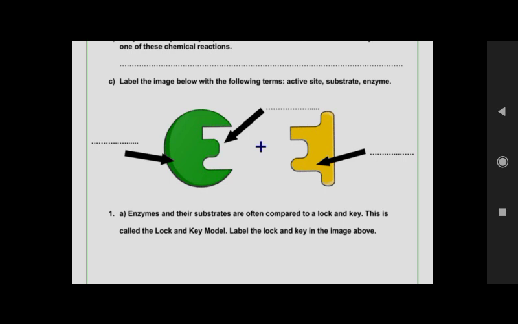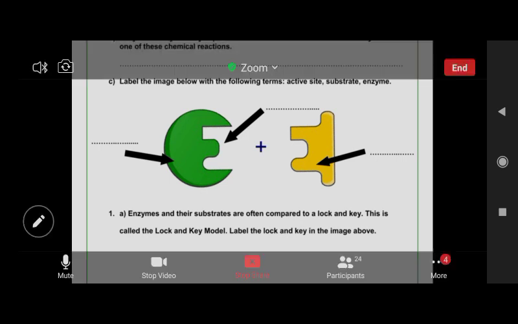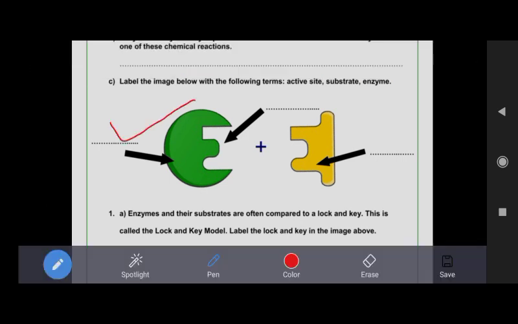After question C, take the full screen image, and the last one is also connected with the same question: enzymes and the substrates are often compared to lock and key. This is called the lock and key model. Label the lock and key in the above image, and you have to label one more thing. This you will label, this you will label, plus these you will also label. 3 labelings are there. I hope you have understood the worksheet.